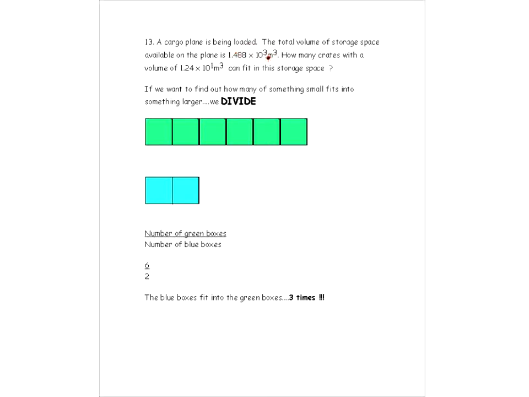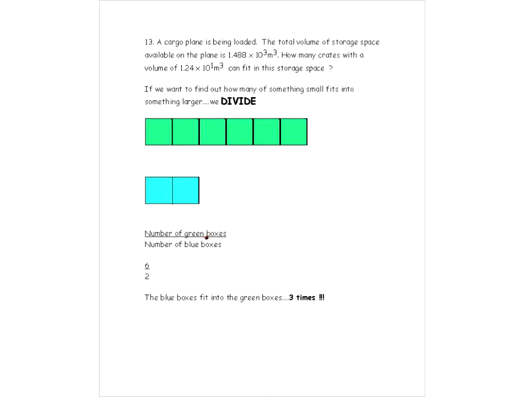Okay, so basically what you're doing here, whenever you want to find out how many of something small fits into something large, we're going to divide, right? So, for instance, if you had these 6 green cubes and these 2 blue ones, and you wanted to find out how many of the blue ones divide into the green ones, you just divide 6 by 2. And you'll see that you get 3 of these blue ones.